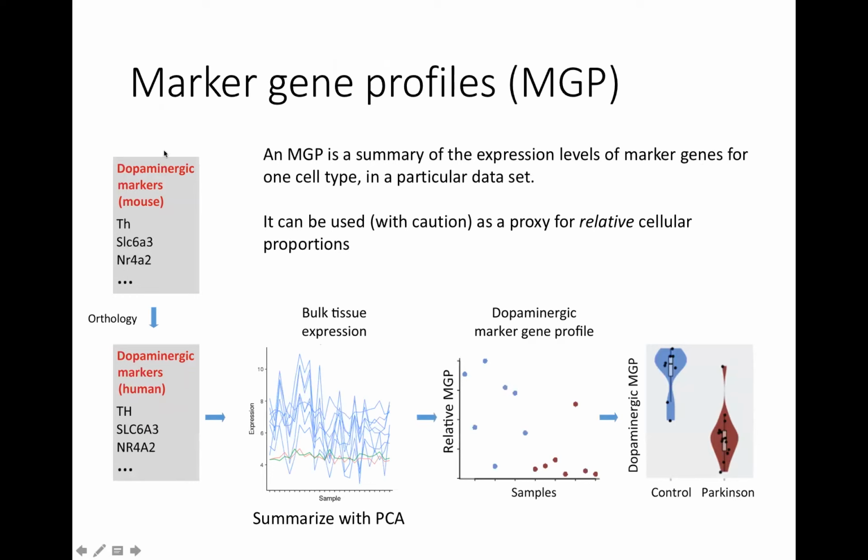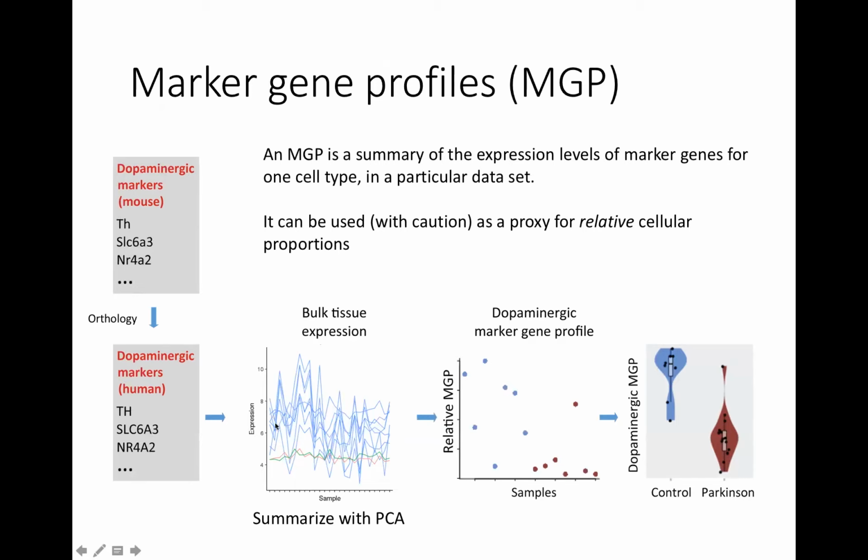cellular proportions. So the way this works is that you start with, for example, dopaminergic neuron markers. Again, NeuroExpresso is based on mouse, so we have some markers for dopaminergic neurons that we can map by orthology to human. And so we might lose some genes there if they don't have orthologs. And then we look at the expression levels of those genes in the data set that we're interested in analyzing.